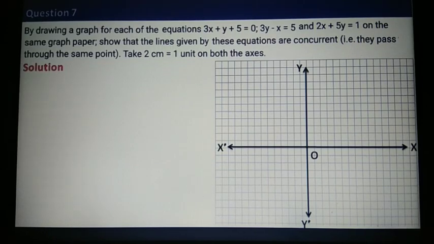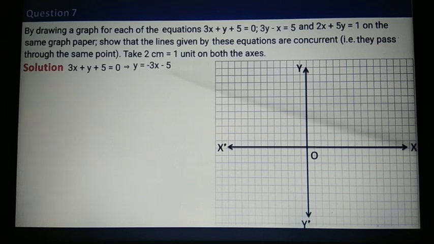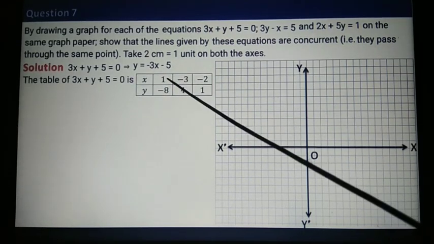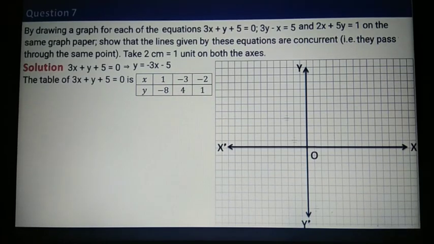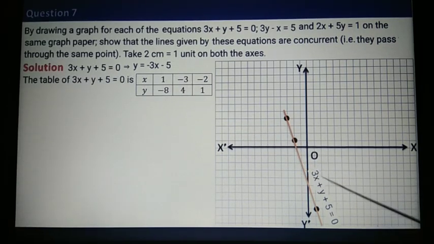Let's go back to our 3 equations. The first equation is given to be this much and this can be reduced into this format. Make the table. So the table looks somewhat like this. We have got these points, so we'll plot them. These are the 3 points, so we will join them. So this is the line 3x plus y plus 5 equals to 0.